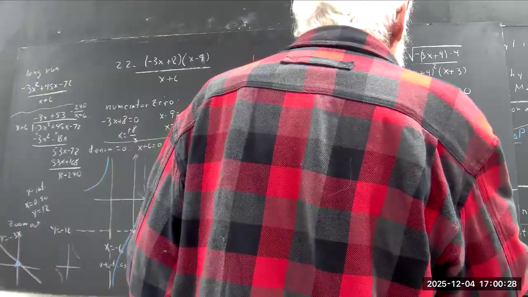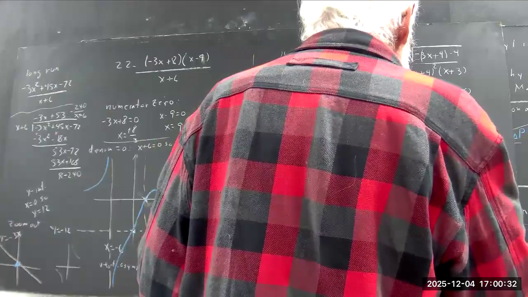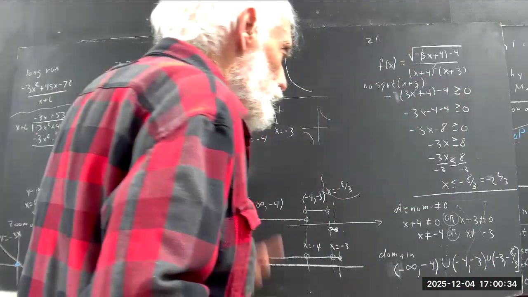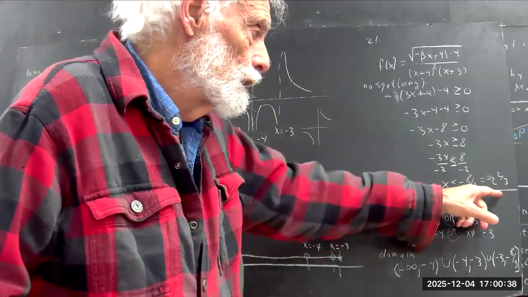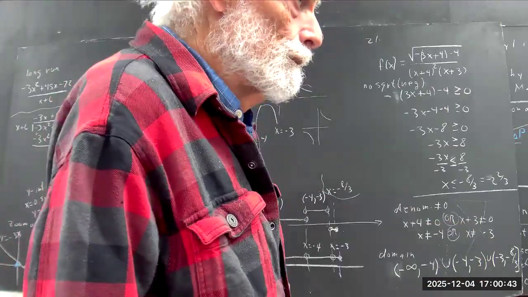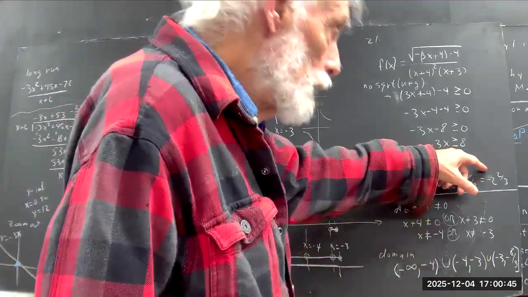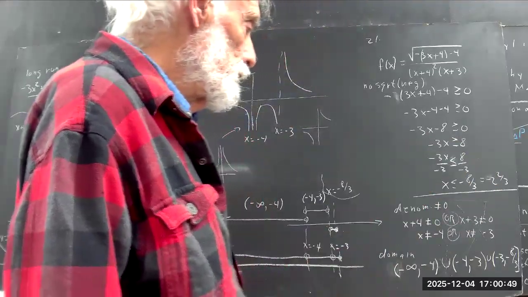I'm big on putting my logical connectives in here, so I'm going to write or. In any case, that means your domain goes up to negative 2 2/3, but it can't include negative 4 or negative 3. And negative 4 and negative 3 are both less than negative 2 2/3. So we've got to take them into consideration.